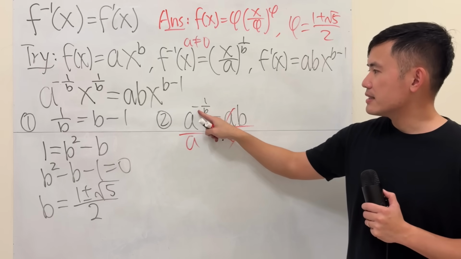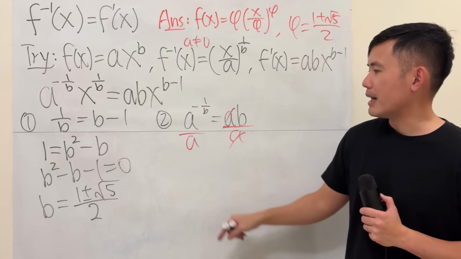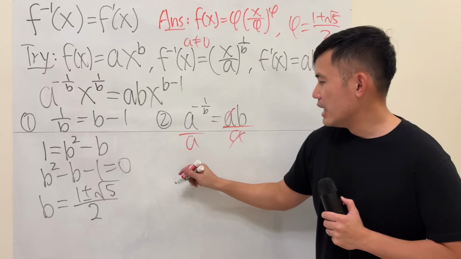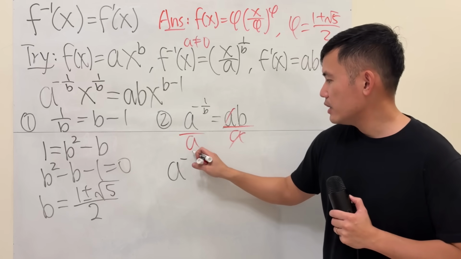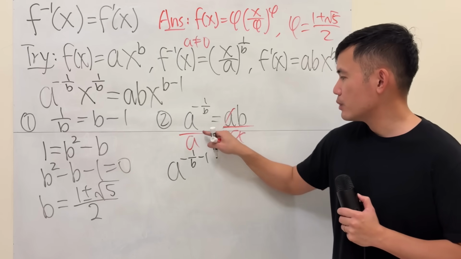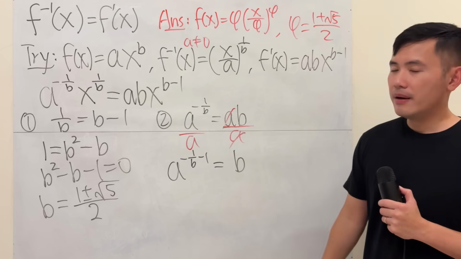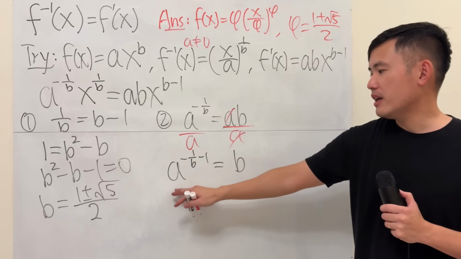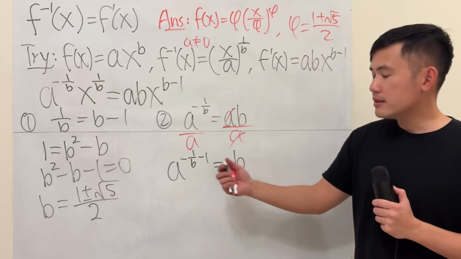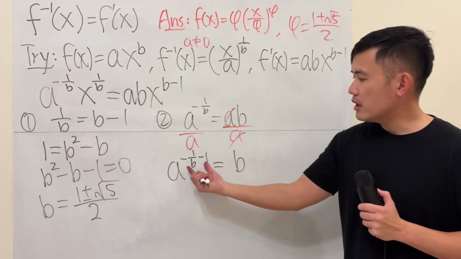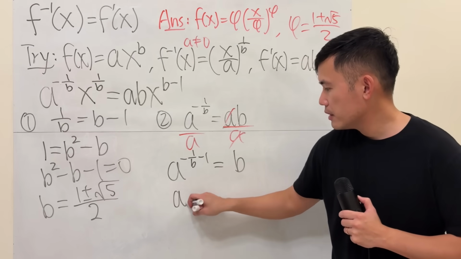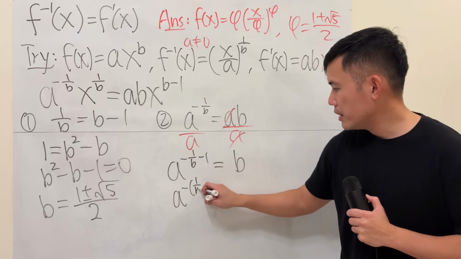The rule of exponents says that we will just do the top exponent minus the bottom one. So this becomes a raised to the negative 1 over b minus 1. Now, as long as we can solve for a, then we'll be done, right? And this is how I'm going to do it. Right here, I would like to factor out a negative. So that's 1 over b plus 1.